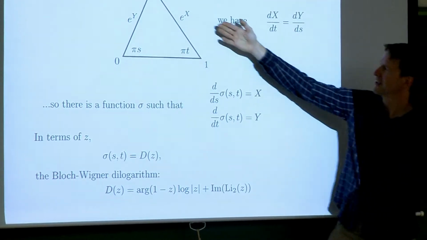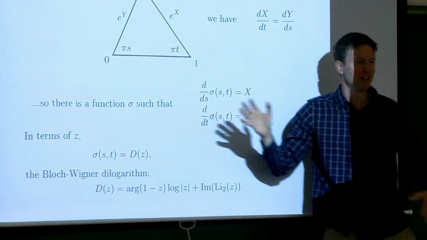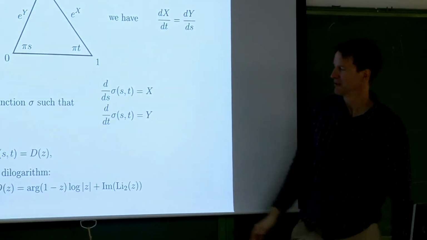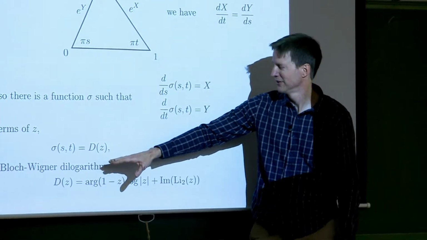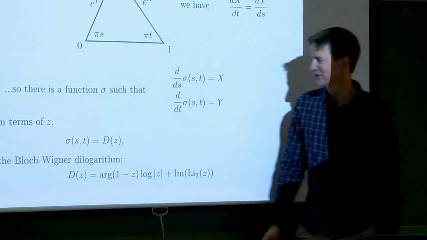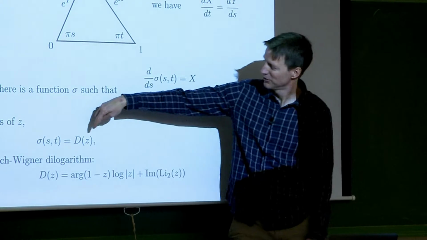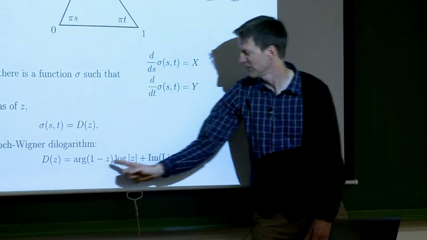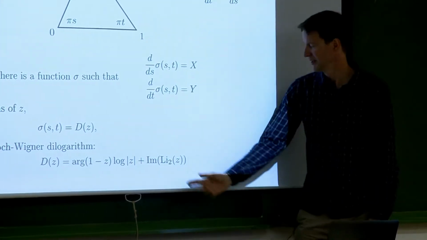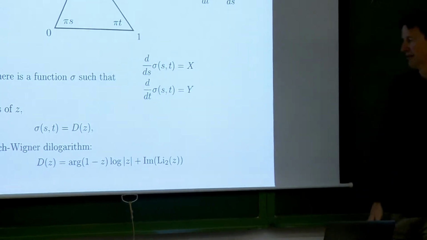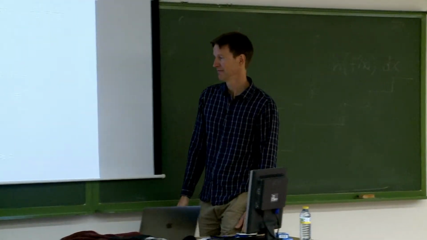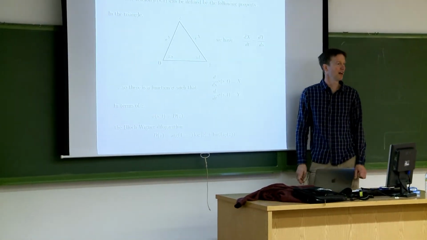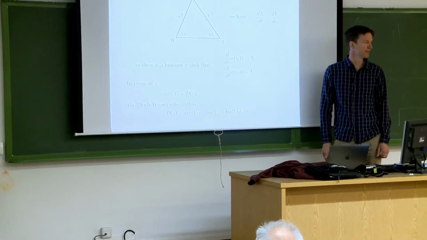Right? If you want, you can write down some trigonometric formulas for x in terms of s and t. There's a little bit of trigonometry. You can do the integrals and get an exact formula for sigma, and it turns out to be a nice function, which number theorists know. It's called the Bloch-Wigner dilogarithm. If you write sigma in terms of this variable z here, it's the Bloch-Wigner dilogarithm of z: arg of 1 minus z times log absolute value of z, plus the imaginary part of the dilogarithm of z. Those of you who know some hyperbolic geometry might recognize this as the volume of a certain ideal three-dimensional simplex.